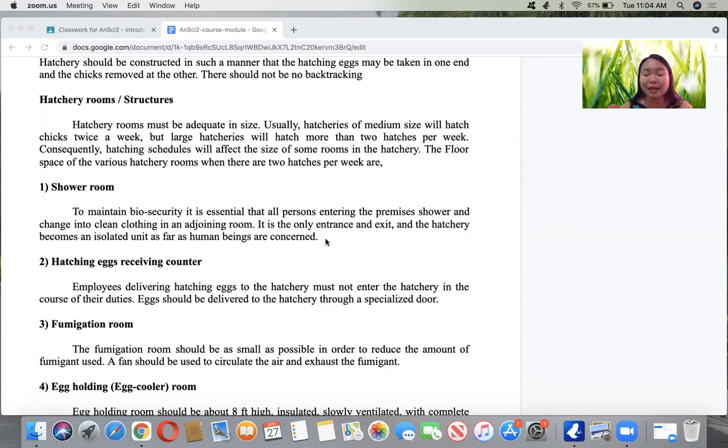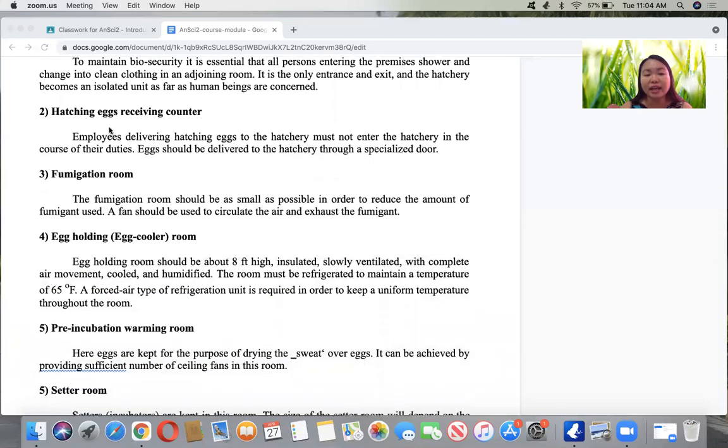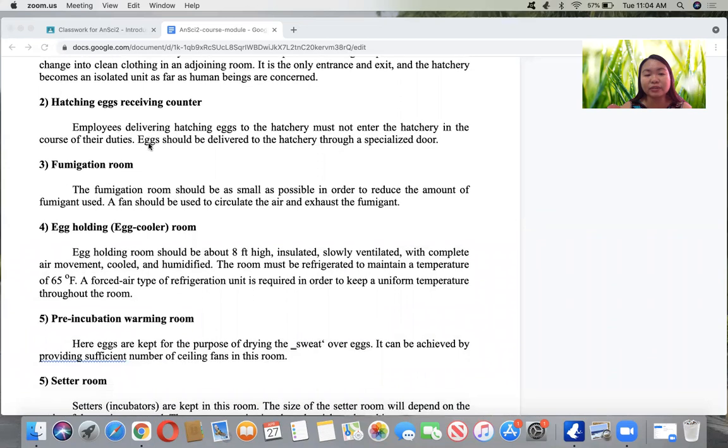So it's perhaps aseptic. It's the only entrance and exit, and the hatchery becomes an isolated unit as far as human beings are concerned. Next is the hatching eggs receiving counter. Employees who deliver hatching eggs to the hatchery will not enter the hatchery in the course of their duties. So eggs should be delivered to the hatchery through a specialized door.